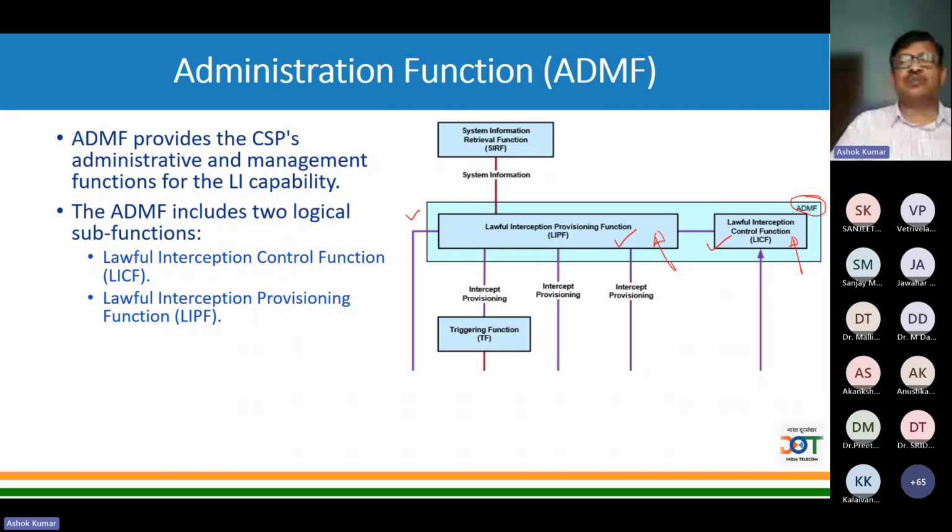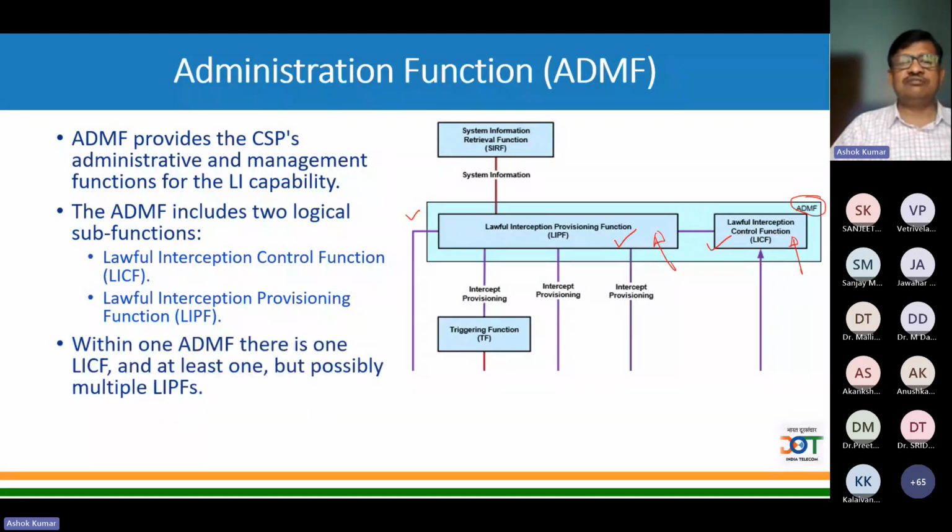LIPF is the provisioning function. So it provisions all other network functions for interception. Generally, in a network, you will have one LICF, but there can be multiple LIPF. So the control function LICF is one, but the provisioning function can be more than one also. Generally it will be one, but technically it can have more than one. If you have a geographically distributed network, you may like to have more than one instance of LIPF.